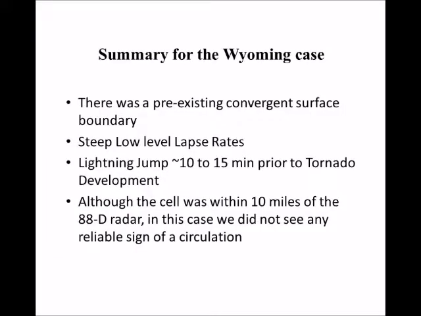Right, so again, the summary for the Wyoming case, like we saw in Colorado, and as you probably see in most non-supercell cases, there was a pre-existing low-level boundary, there were steep lapse rates, so you get a good updraft, and maybe about 10 minutes before the tornado, there was this lightning jump. And then kind of importantly, emphasizing how hard it can be to forecast these from just radar data, although we were only 10 miles away, we didn't see a very reliable sign of a circulation in this case.